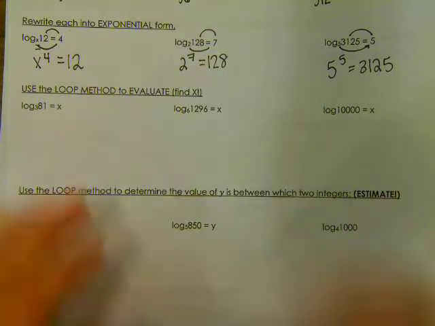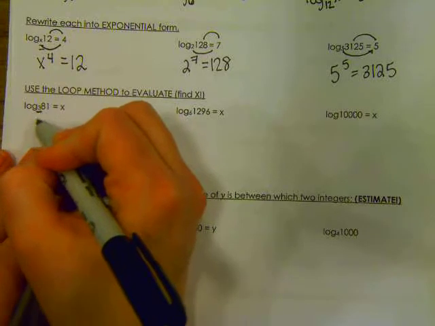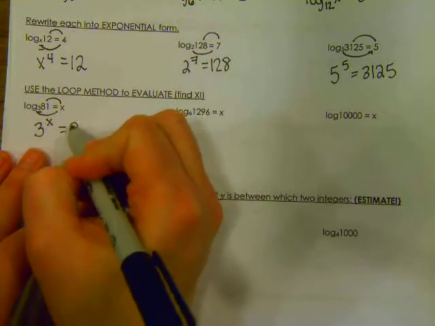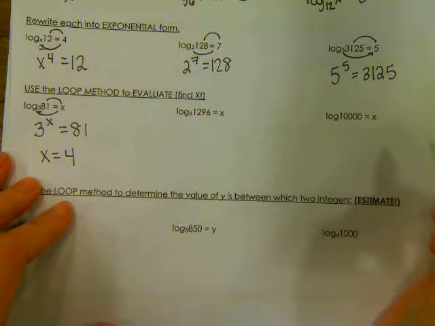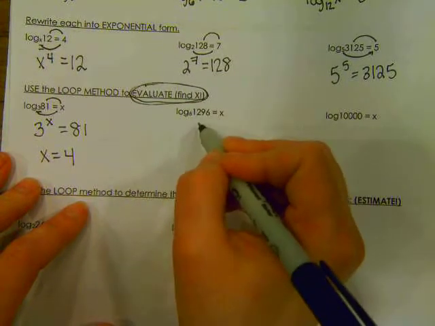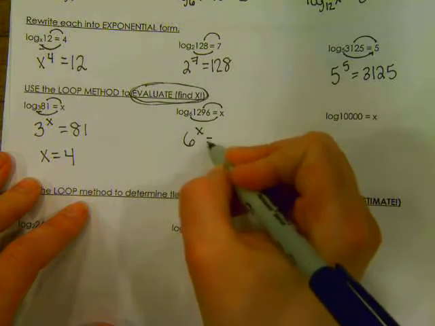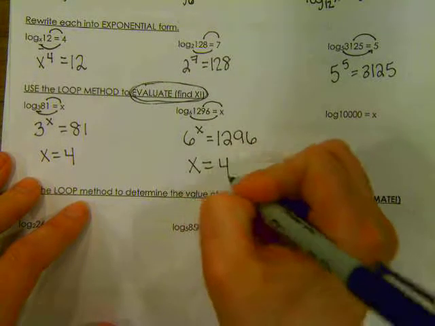In order to find x, you need to write it in exponent form. So here, we're going to start with the base of 3. So 3 to the x power equals 81. So then, according to your chart, x must be 4. Okay? Same idea here. In order to evaluate and find x, you have to write it in exponent form. So 6 is the base to the x power equals 1,296. So then, use your chart of powers and see what it would be. It would be x equals 4.